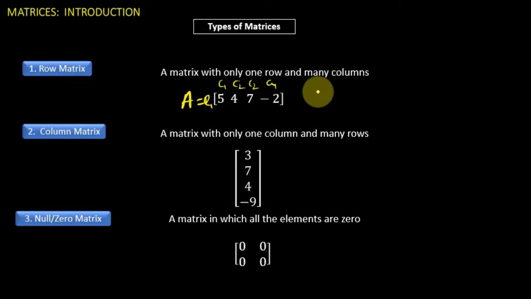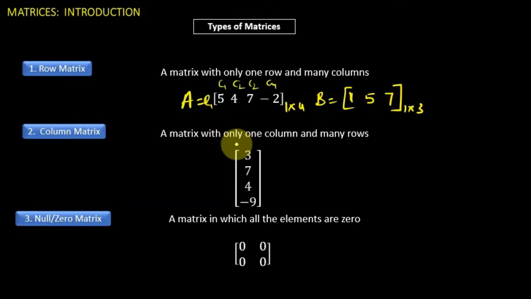One more example if you want, I can explain. Suppose this is B matrix. If you take like this 1, 5, 7, also only one row, but you have three columns, right? So order of this matrix is first one 1 cross 4, here 1 cross 3, right? So all these are row matrices, okay? Only one row and many columns.